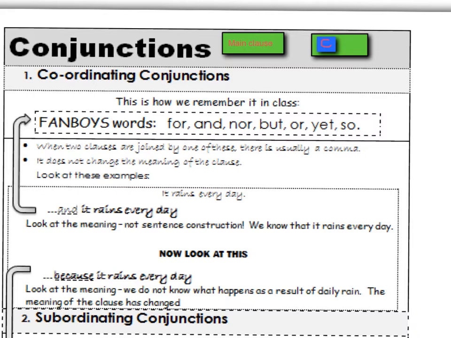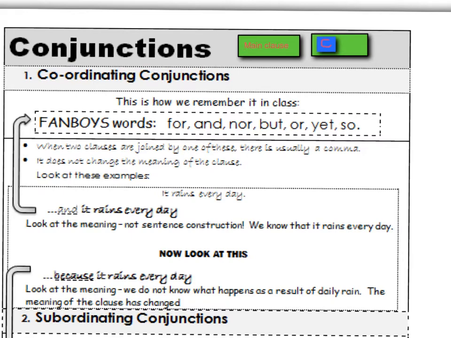Before we go on, let's have a look at these two clauses. A main clause and another clause. Every sentence consists of a main clause, and sometimes it also has another clause. Now, the glue that joins these two clauses together is called the conjunction. Remember, you don't join sentences together without a conjunction.